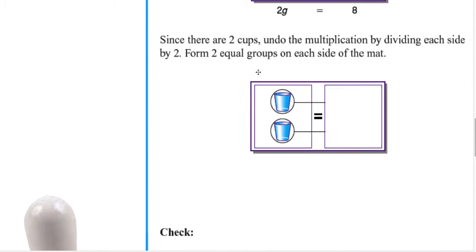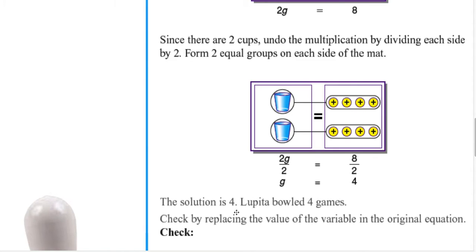Since we divided the left side by 2, we need to divide the right side by 2 as well. So we divided the 8 remaining positive counters into 2 groups of 4. And we know that 1 cup represents 4. So we have G: 2G divided by 2 and 8 divided by 2 will simply get us G is equal to 4. So the solution is 4.